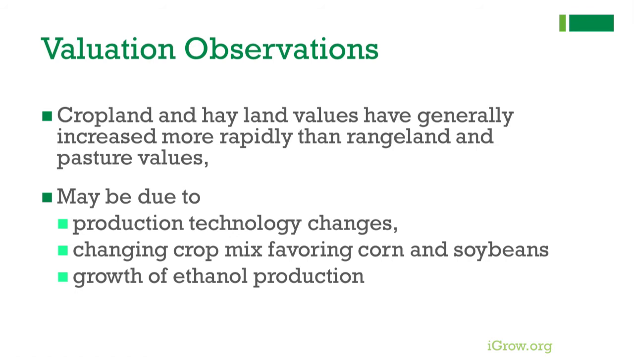As far as valuation observations, again, as I've said, cropland and hayland values have generally increased more rapidly than we've seen for rangeland and pasture, and have always been reported to be much stronger than our rangeland and pasture land have been, maybe due to production technology changes, changing crop mixes, and a response to the growing ethanol production, the increase of ethanol plants that we've seen in the eastern side of South Dakota.